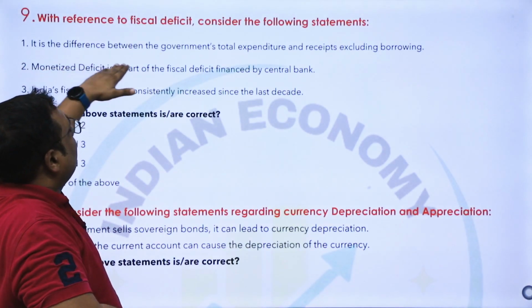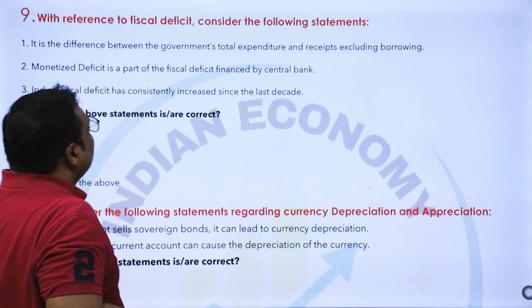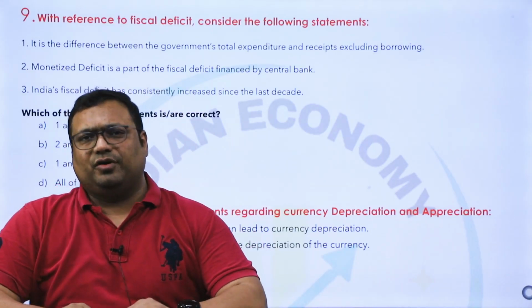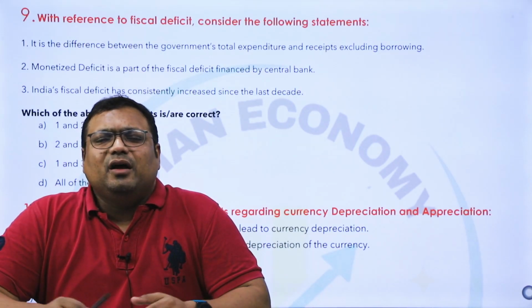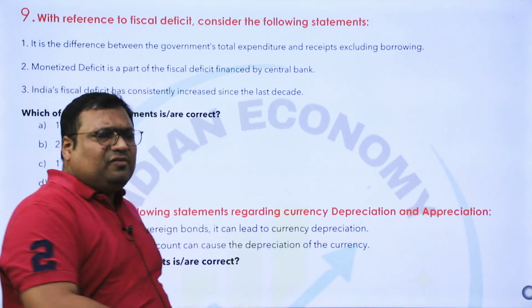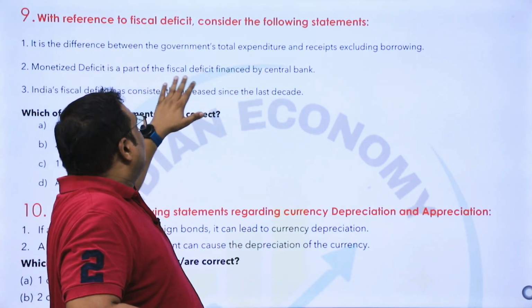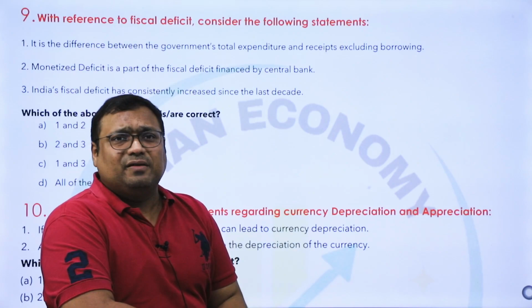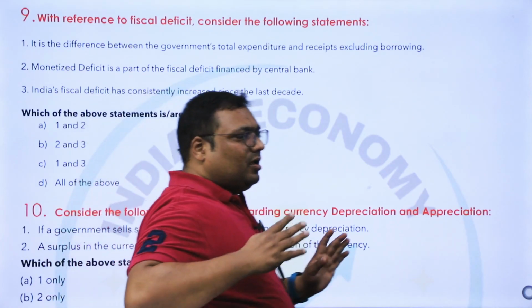Second, monetized deficit is part of the fiscal deficit financed by the central bank. That is correct. Basically the central bank never pays the government any money for the deficit. The central bank never buys the government bonds. The central bank, in our case RBI, only arranges the sale of bonds to other banks and financial institutions. RBI itself never buys the government bonds. That is why the central bank never finances the deficit. But in case the central bank finances the deficit, then new money will come into the economy, and that is why we call it monetized deficit. Let me simplify again.